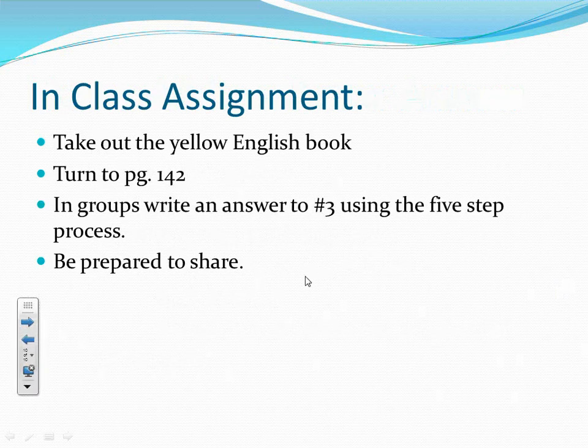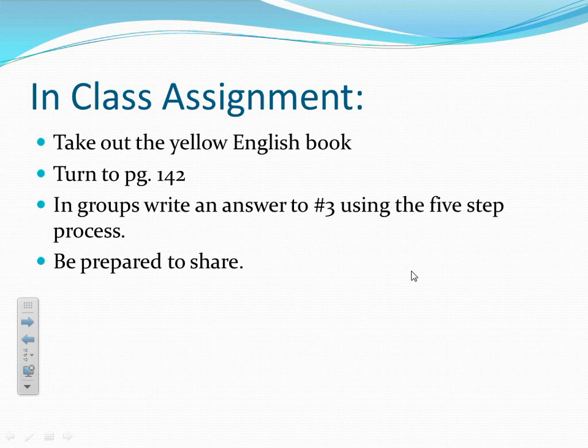And so this is the in-class assignment that we did. The Yellow English book, page 142. We had people rewrite their answers to number 3, and that was the question we just looked at. We used the 5-step process, and then we shared them out. If you weren't in class, of course, you could participate. So if you want to do this, it's worth 15 points. Do it on your own, and I'll put a Dropbox in the in-class work as well.